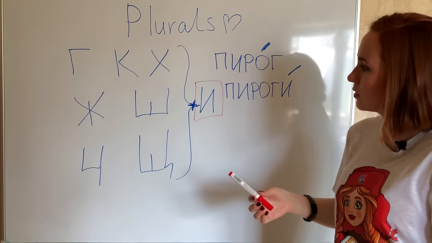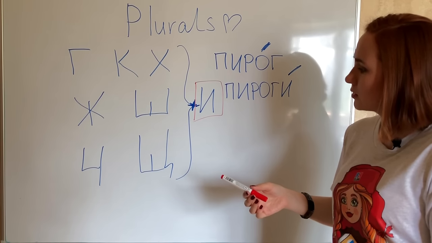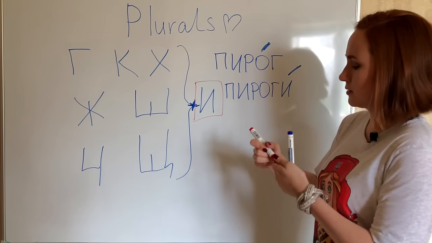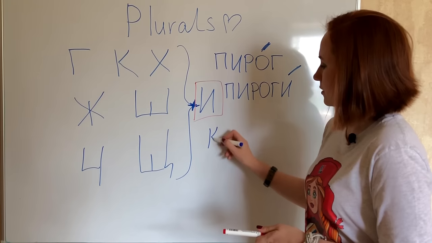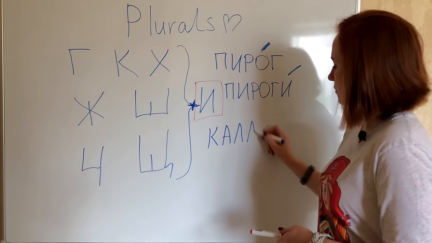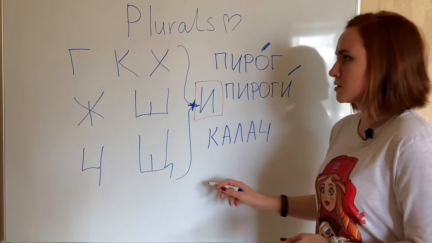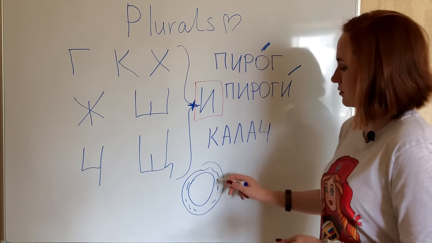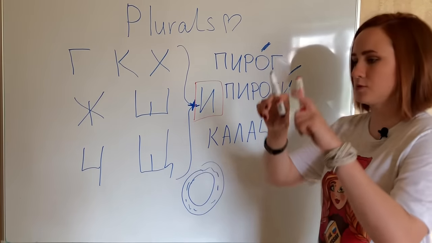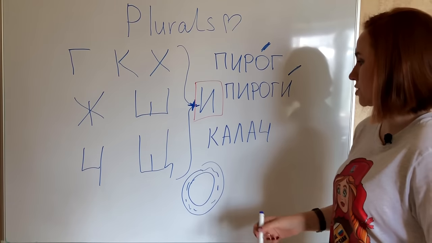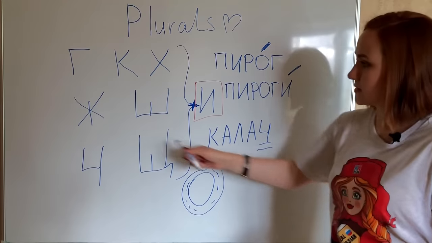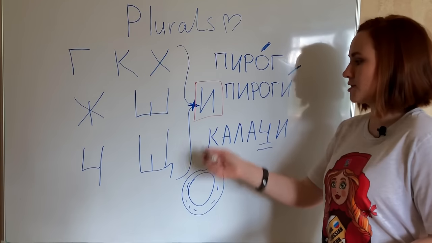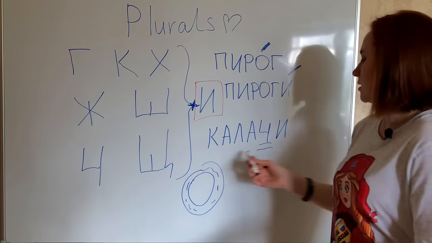I don't even know. Since we started with pies and pastries, let me make the word kolach, maybe. In English, kolach, it's like a round bread, yeah, with a hole inside. So, a yummy thing. Kolach. Just to understand the rule, we see ch in the end and we add e. Kolachi. So, several kolaches. Kolachi.